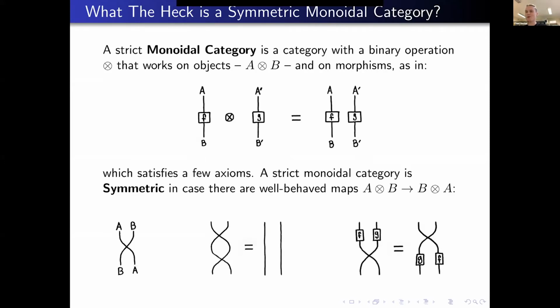So that's a category. We're going to talk about categories with a bit more structure, in particular monoidal categories, which are ones with a monoid structure on the whole thing. This means that if I have a morphism F and a morphism G, I can put them beside each other to get one that does both of those things in parallel, if you like. And then a monoidal category is symmetric if I can cross these wires in a way that makes sense. So that's very quickly what a monoidal category is.